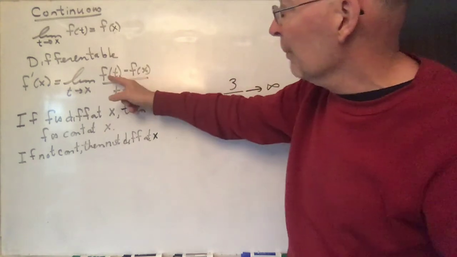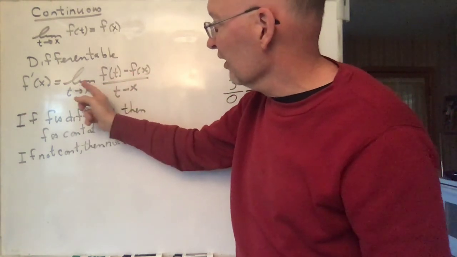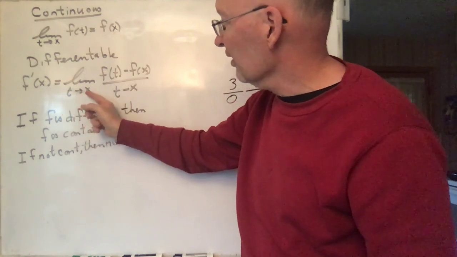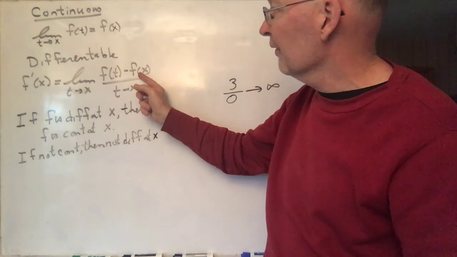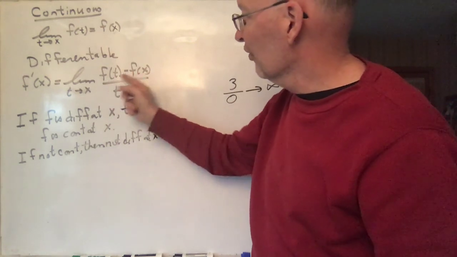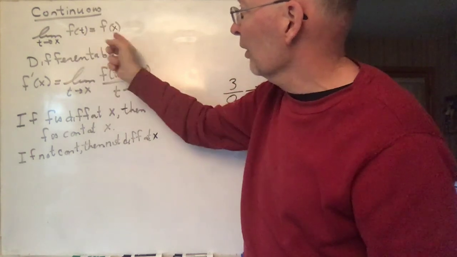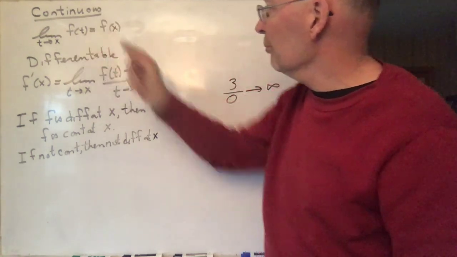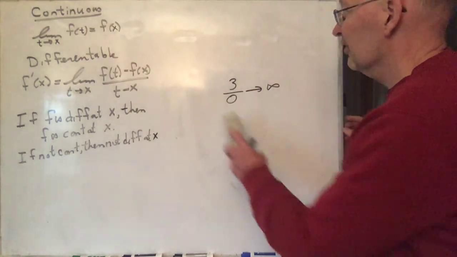But notice, if they both go to 0, then what are you concluding? You're concluding that the limit as t approaches x of f of t has to be getting closer to f of x. For this to go to 0 means f of t has to be approaching f of x, which is exactly what it means to be continuous. See that? So if it is differentiable, then for sure it's continuous.